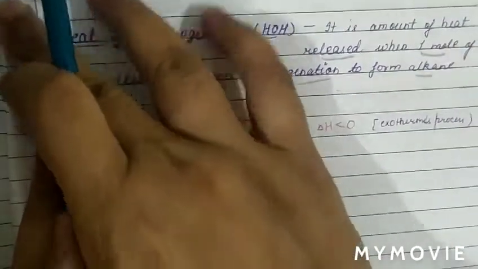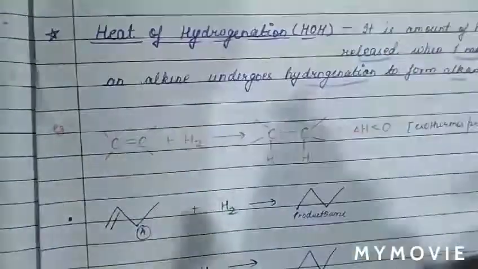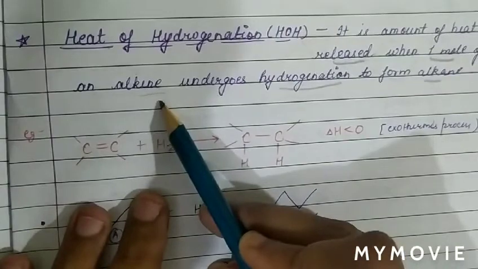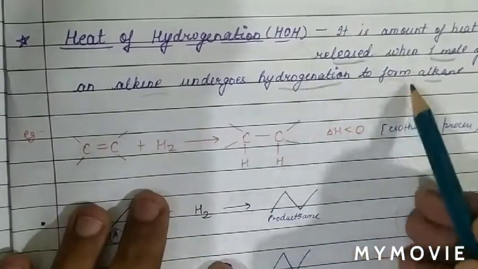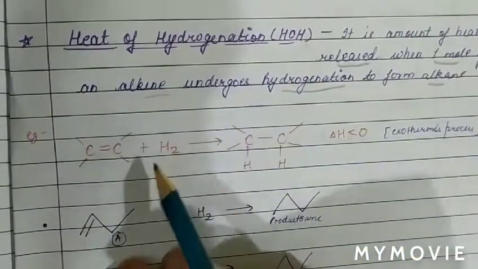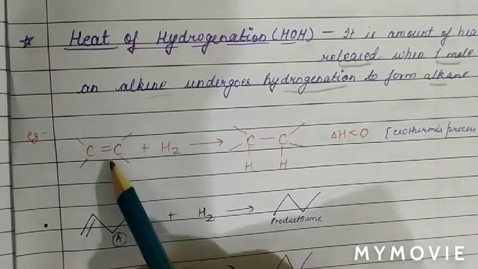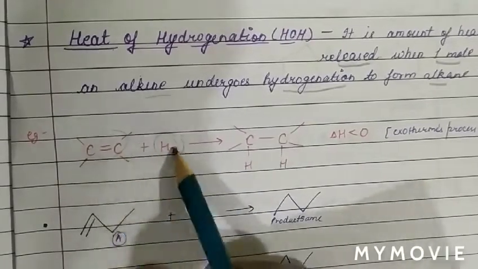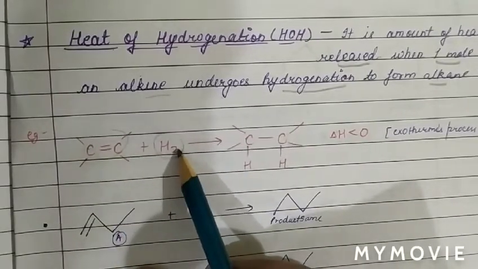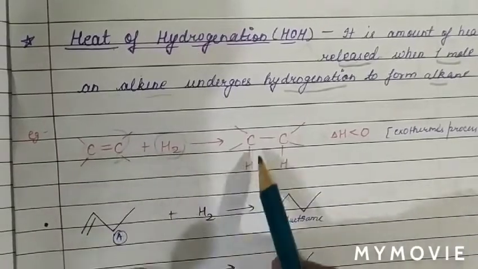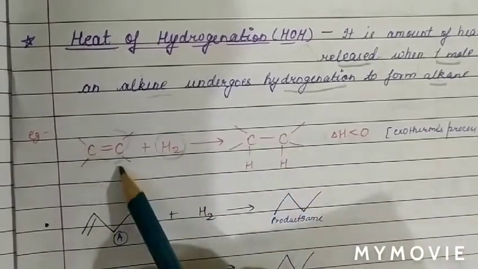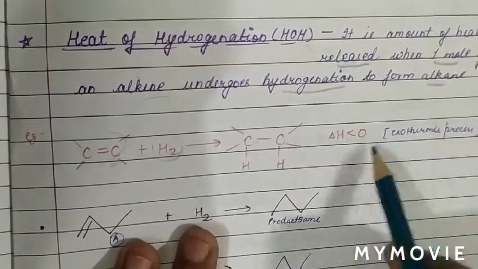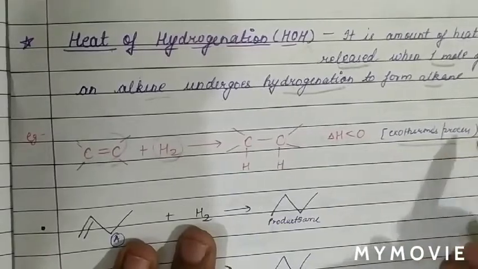So what is heat of hydrogenation? It is the amount of heat released when 1 mole of an alkene undergoes hydrogenation. Now see the reaction on the basis of heat of hydrogenation. This is the alkene. When hydrogen is added, this addition we call syn addition, because both hydrogen atoms are added from the same side. So this is hydrogen, this is also hydrogen. In this case the alkene is converted into alkane, and the reaction is exothermic in nature.